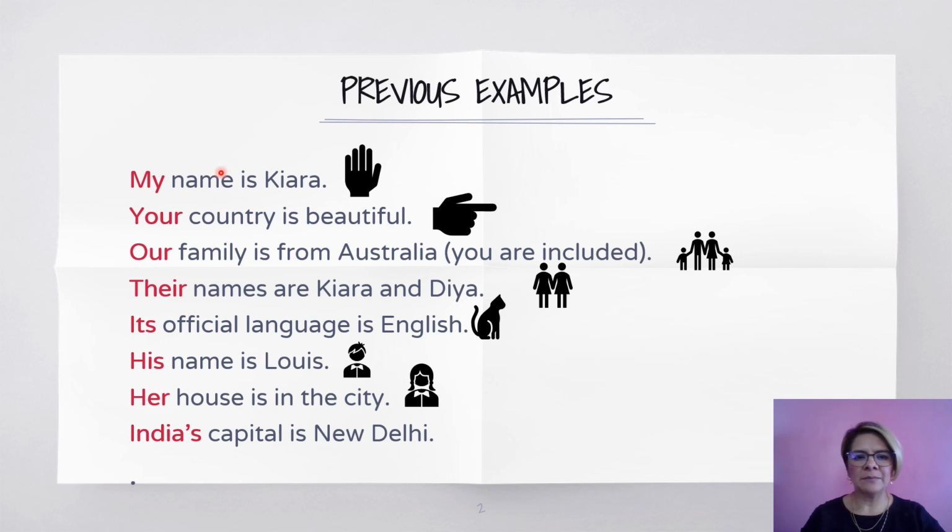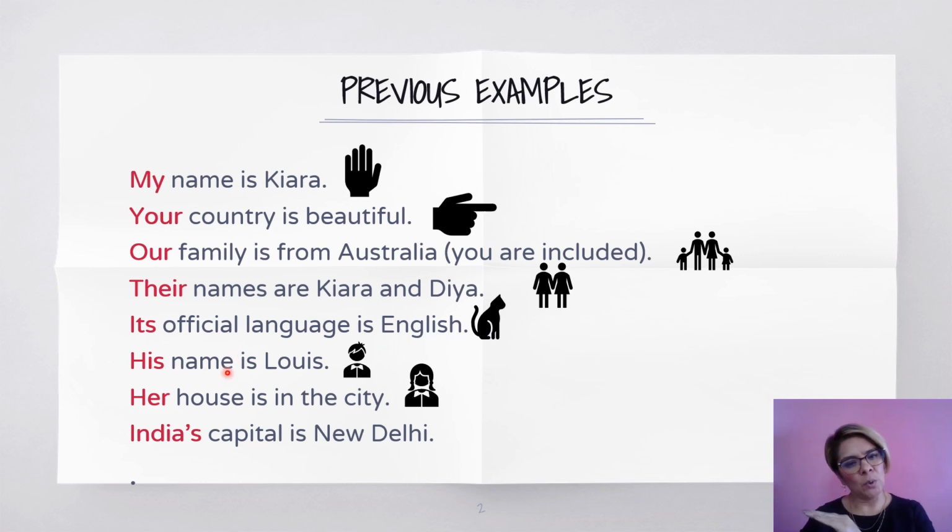So when I am talking about my, I refer to me here, okay? My name is Kiera. Your country is beautiful. Our family is from Australia. In this case, you are included in the group. Their names are Kiara and Dija. Its official language is English. In this case, you can refer to animals, places, or things.